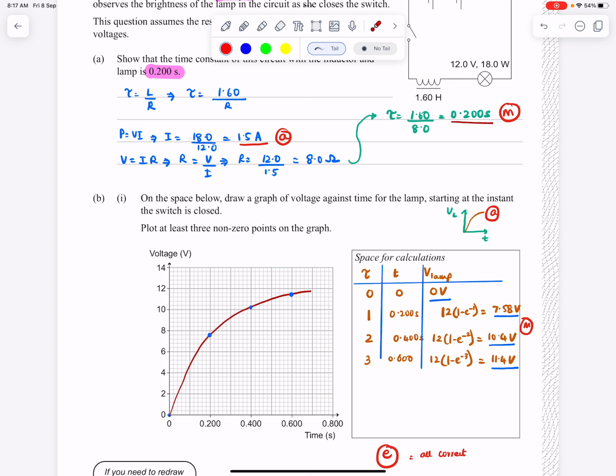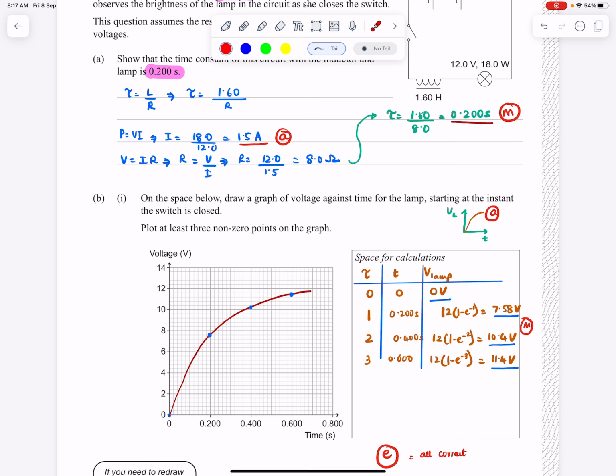So in the space below, draw a graph of voltage against time for the lamp. So there's your lamp voltage, starting at the instant the switch is closed. So now your time constant is multiples of 0.200 seconds. So what I've done is I've done just a little table. So these are your time constants starting from 0 and the value for the time for each of them. And to begin with, the voltage across the lamp is 0.